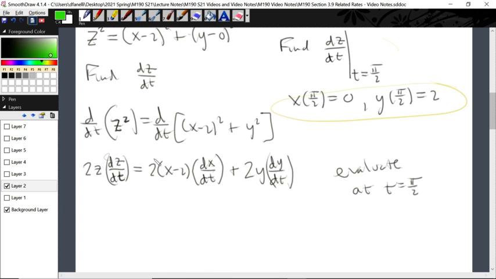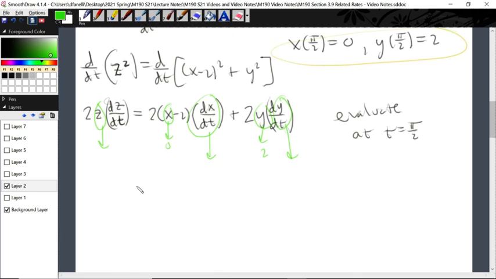Well, we need to find out what is z at pi over 2. What is x at pi over 2? Well, we found that. That one's going to be 0. What is y at pi over 2? We found that. That's equal to 2. We also need to know what is dx dt at pi over 2 and what is dy dt at pi over 2. All those quantities in order to find out then what is dz dt going to be at pi over 2. So let's start solving.